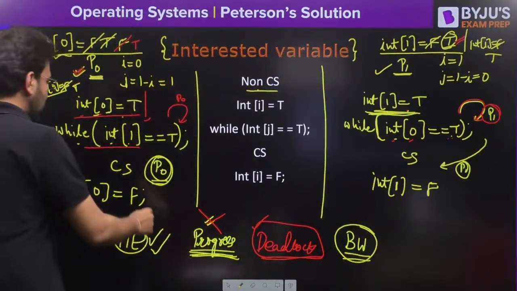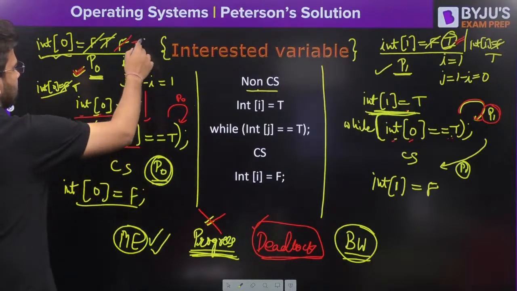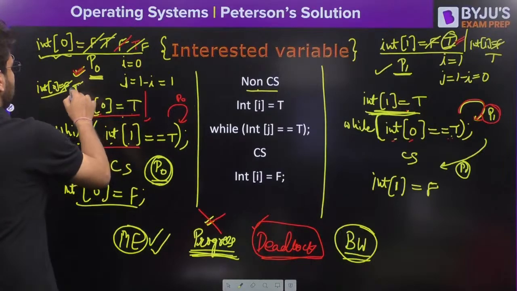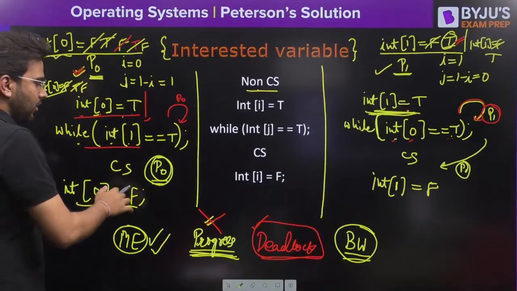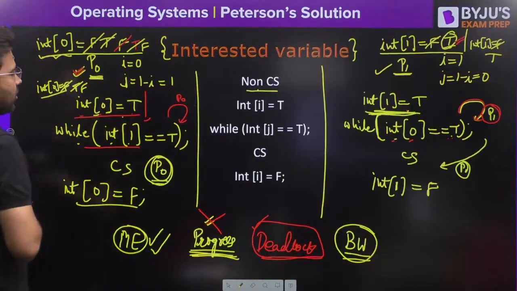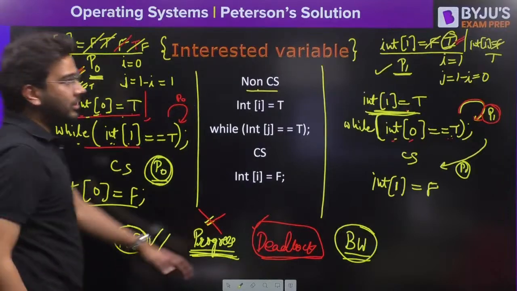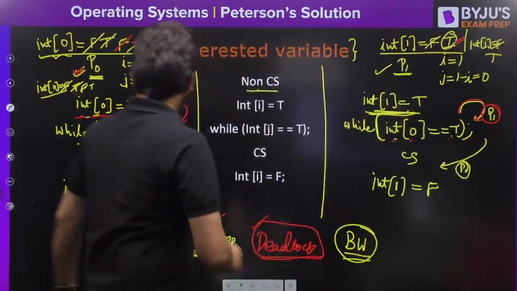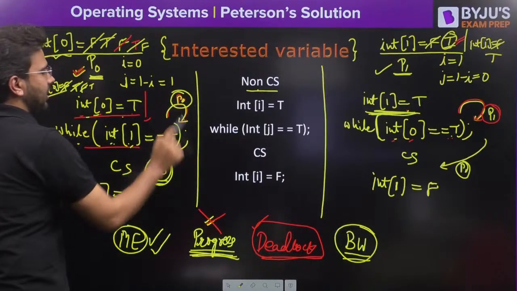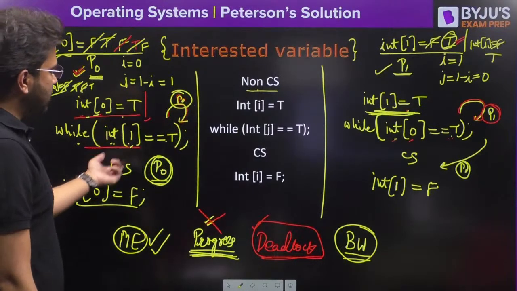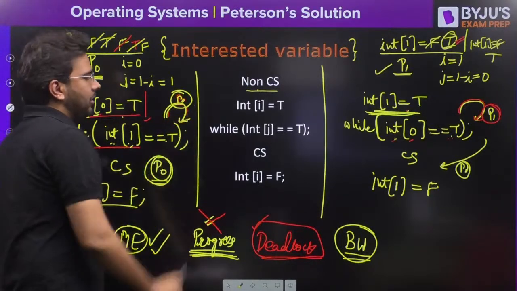Now let's say P0 executes int of 0 is equal to false. And now see, P0 can execute again or not. So int of 0 is equal to true. Fine, true. Int of 1 is equal to true. Yes, it is true. So true is equal to true. P0 will do busy waiting now. That means P0 is not able to execute again. It will be doing busy waiting here.